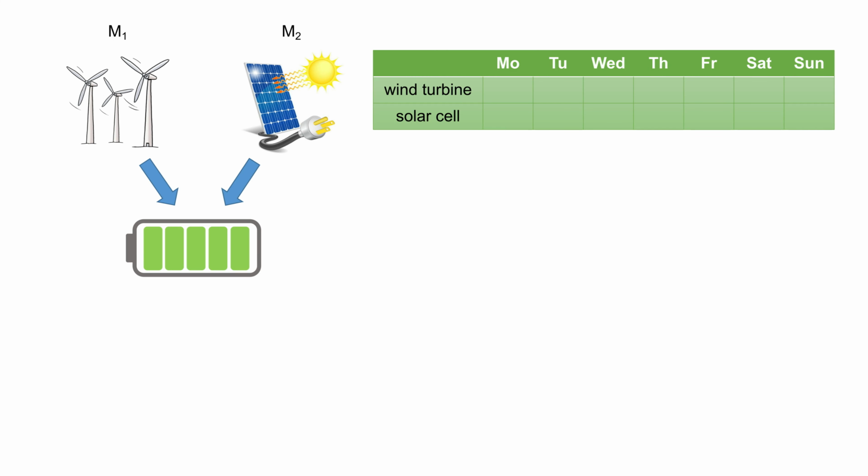We have two sources of energy which can supply a battery: a wind turbine and a solar cell. We will call them markets M1 and M2. The battery can be charged either from the wind turbine or from the solar cell, and every day it is connected to one of these sources of energy.